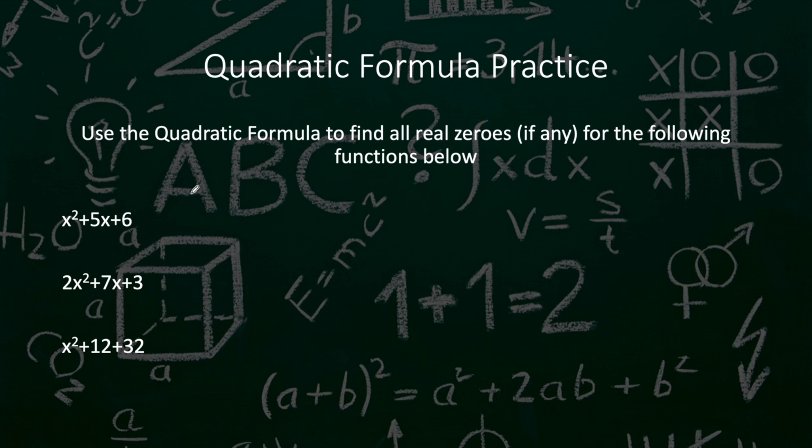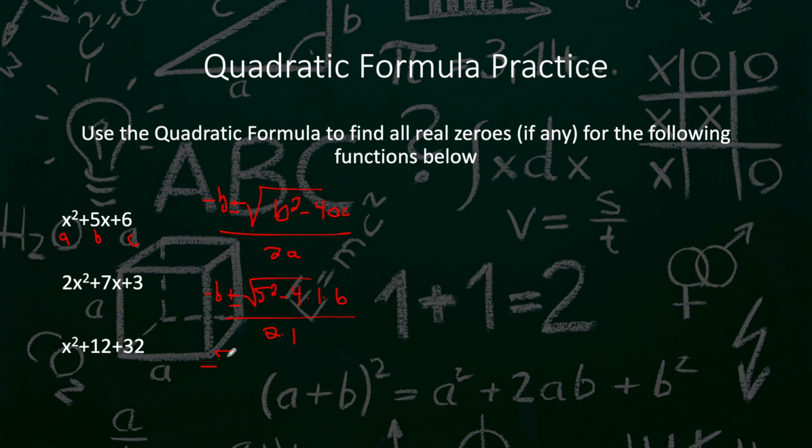Okay, first question. So we know the quadratic formula: negative b plus or minus the square root of b squared minus 4ac all over 2a. So here we know 1 is a, 5 is b, and 6 is c. And we know this is in standard form, so we can just go straight into the equation. This gives us negative 5 plus or minus the square root of 5 squared minus 4 times 1 times 6, all over 2 times 1.